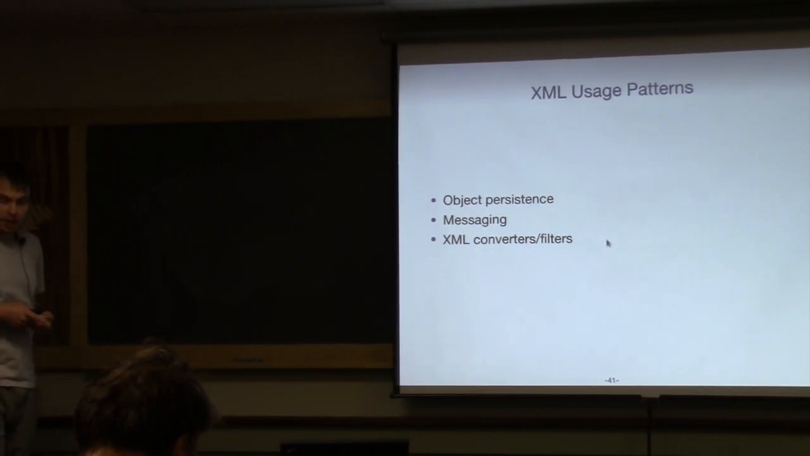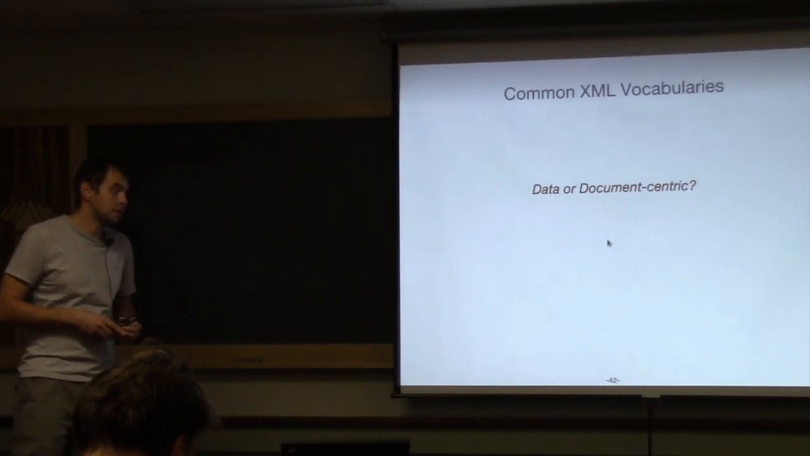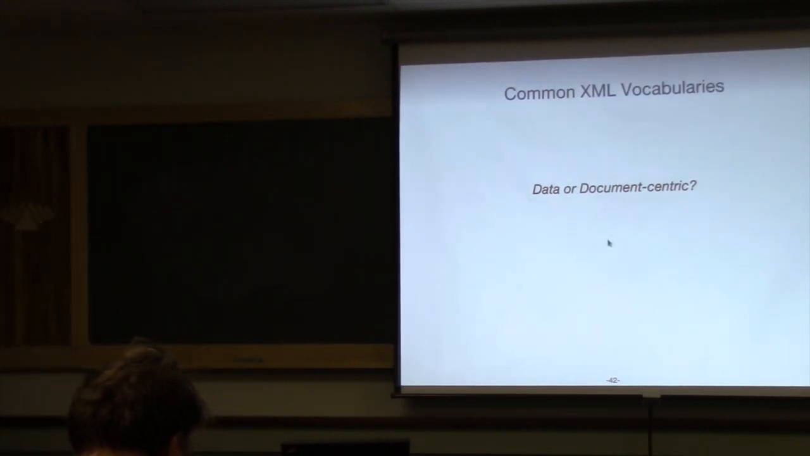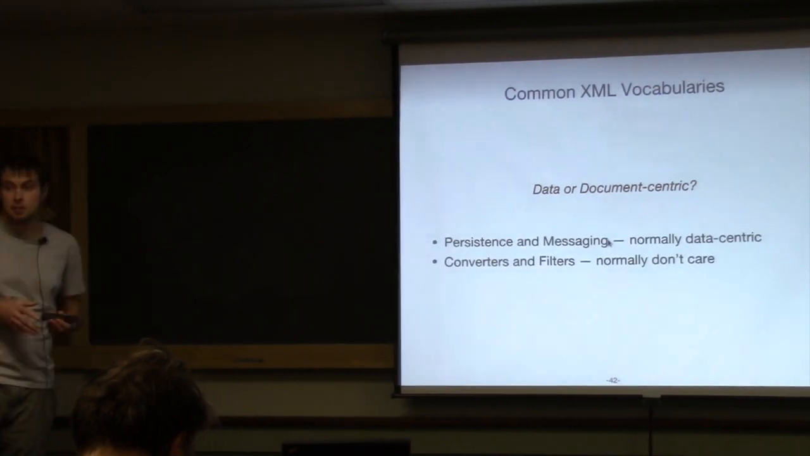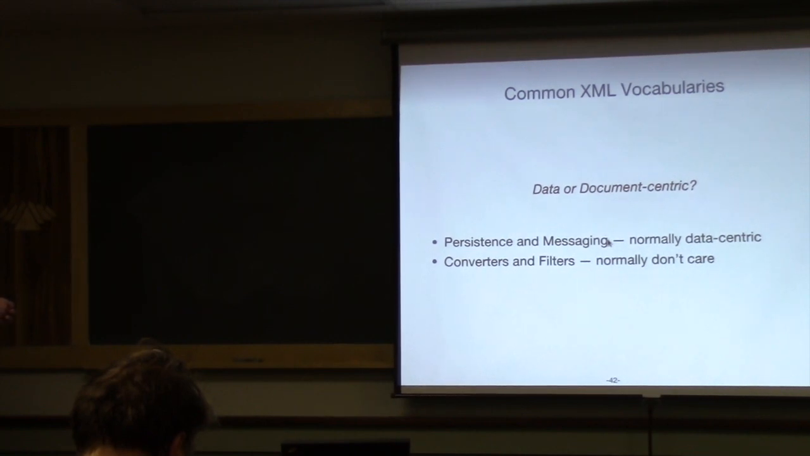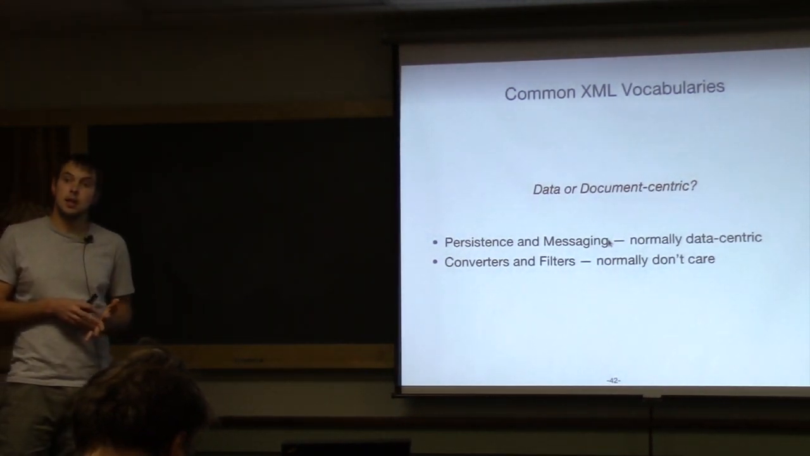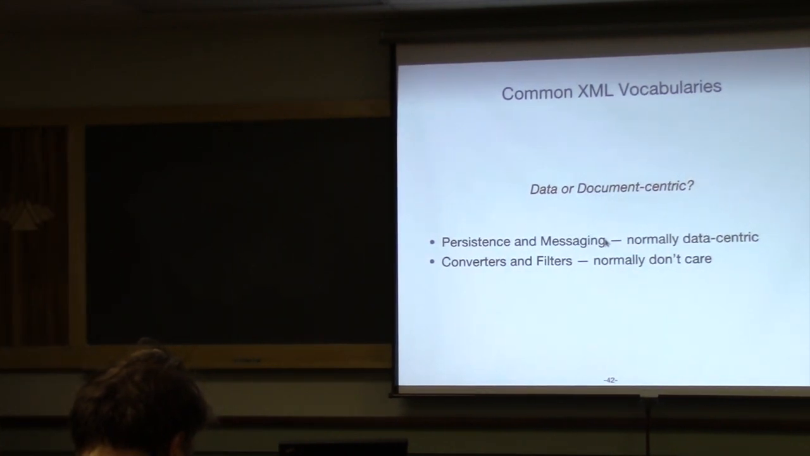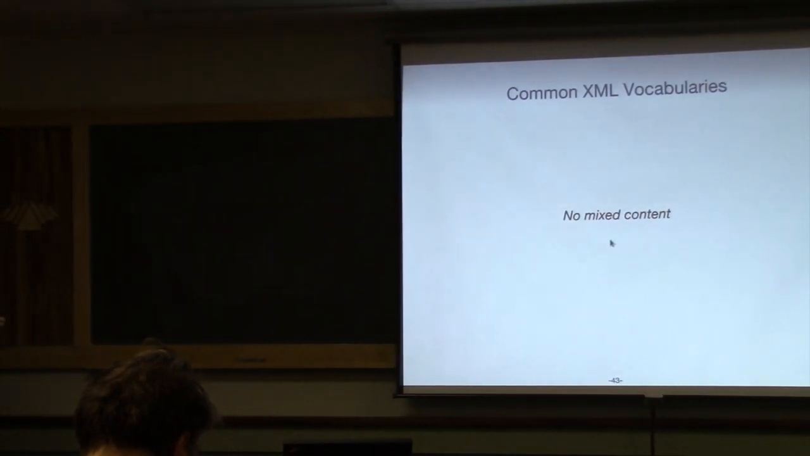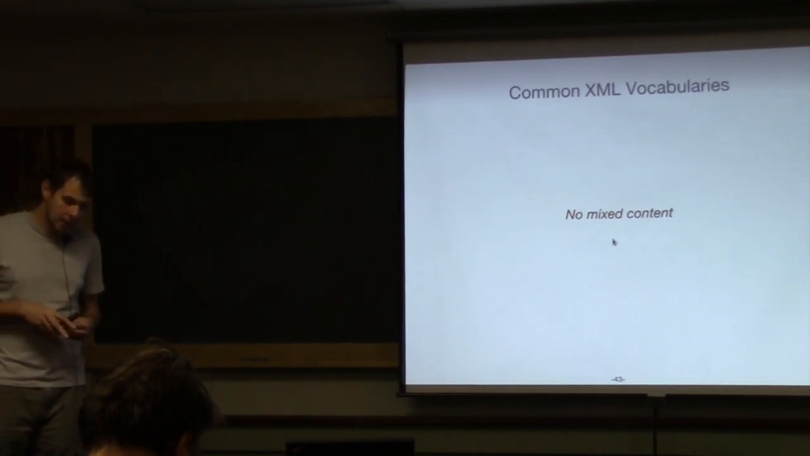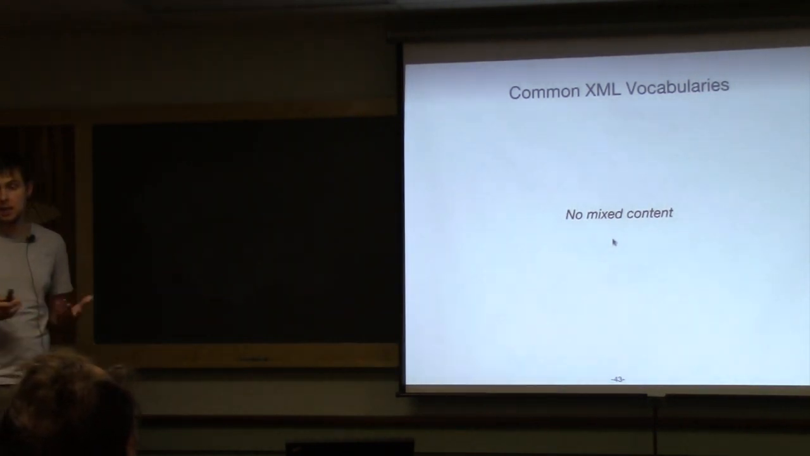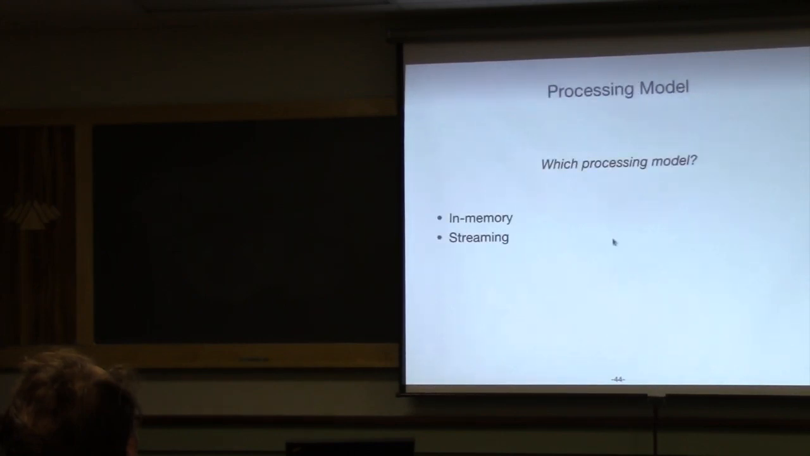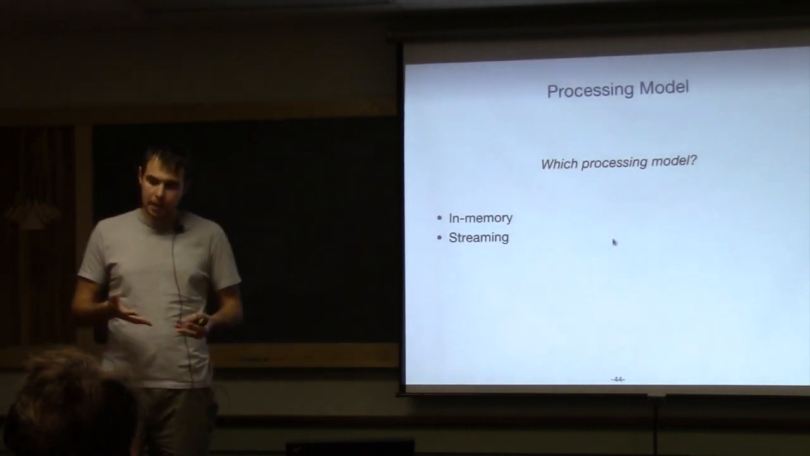So we now have a pretty good idea what XML is used for in C++ applications, in broad terms. So let's now see how that translates to the various aspects that we've discussed. So now we are coming to your question: other commonly used vocabularies, data-centric or document-centric. For persistence and messaging, they are almost always data-centric. For filtering and conversion, it can be either way, but a filter or converter normally doesn't care what kind of data it deals with. This also gives us another useful insight, and that is there's not much mixed content in the documents that we are going to handle. This is quite important to keep in mind when trying to design a convenient API, as we will see later.